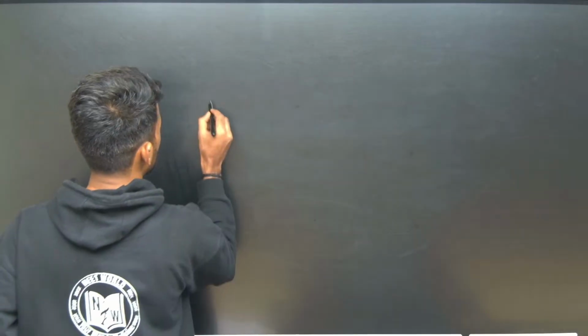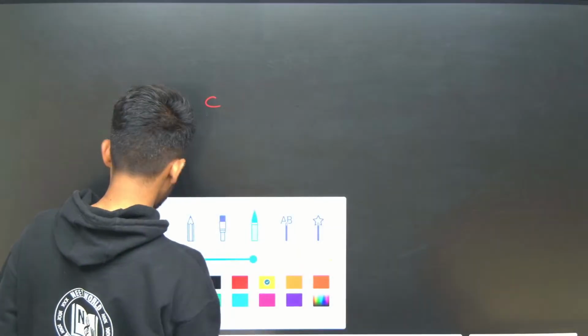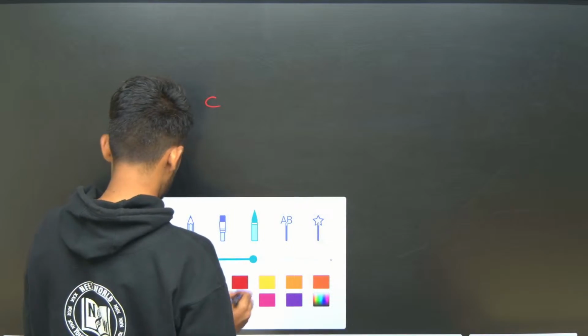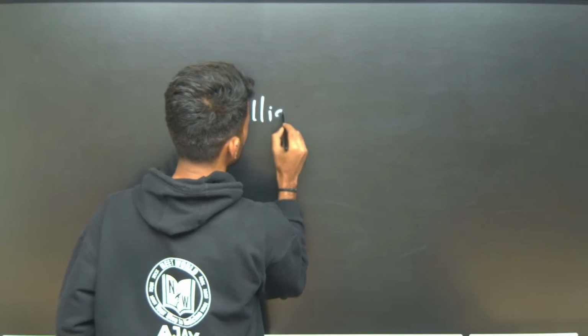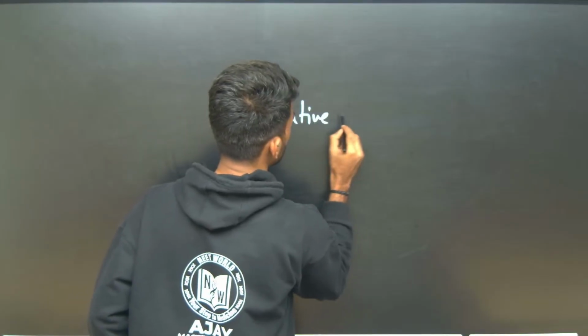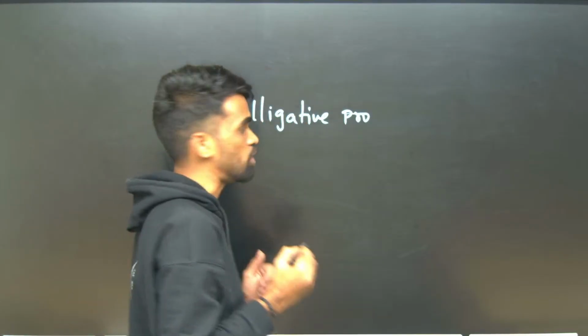So in this session we will be discussing colligative properties. This is one of the very important topics of the solutions chapter. So what exactly are colligative properties? These colligative properties, if you observe, have many daily life applications also.